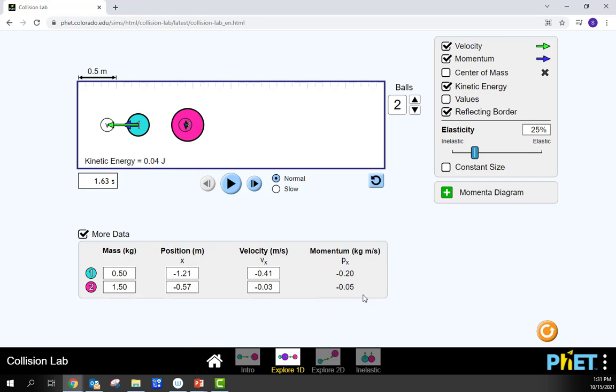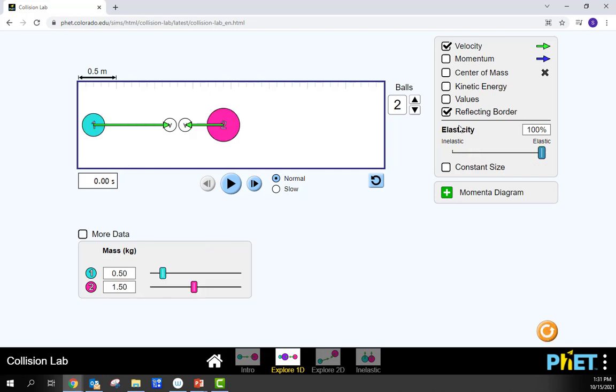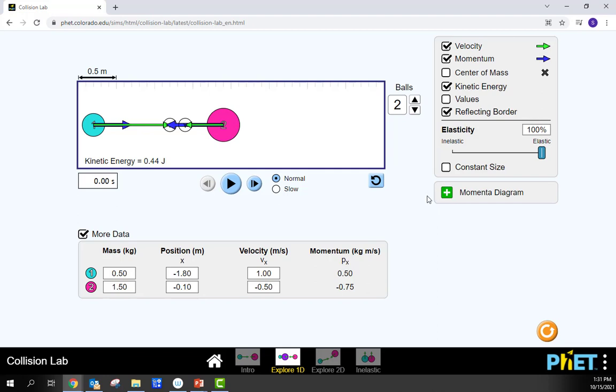negative 0.25. And notice at this point that the two balls after the collision are both moving in the same direction, although one of them is moving very slowly. Okay, one last time. We will again do everything, bring the elasticity down to 0, and tell it to go. Our kinetic energy is 0.02 joules, which is the smallest value we've seen for after the collision.